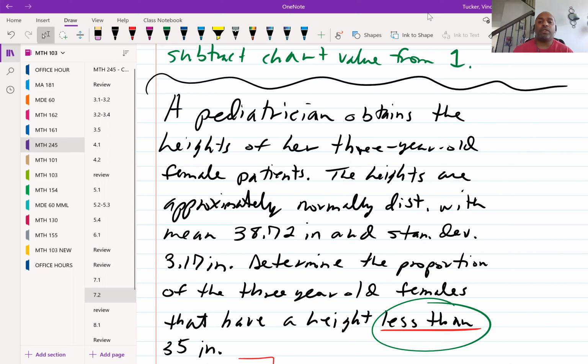So here we have a pediatrician who obtains the heights of her 3-year-old female patients. The heights are approximately normally distributed. That's very key, because if they were not normally distributed, then we wouldn't be able to use this process. The mean is 38.72 inches, standard deviation 3.17 inches. Determine the proportion of 3-year-old females that have a height less than 35 inches. I'll give you a chance to write that out.